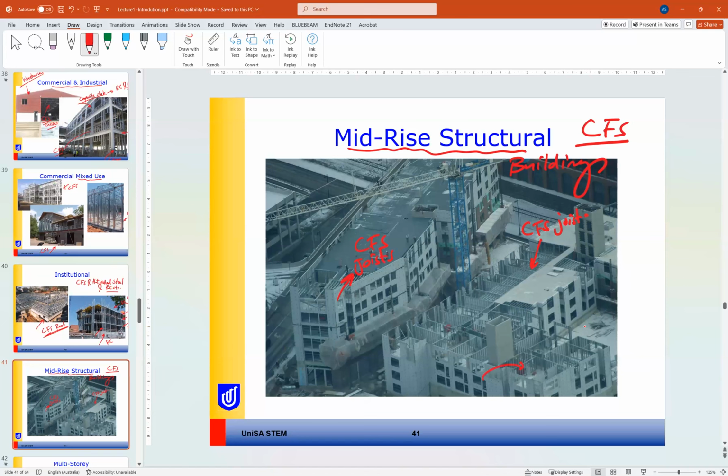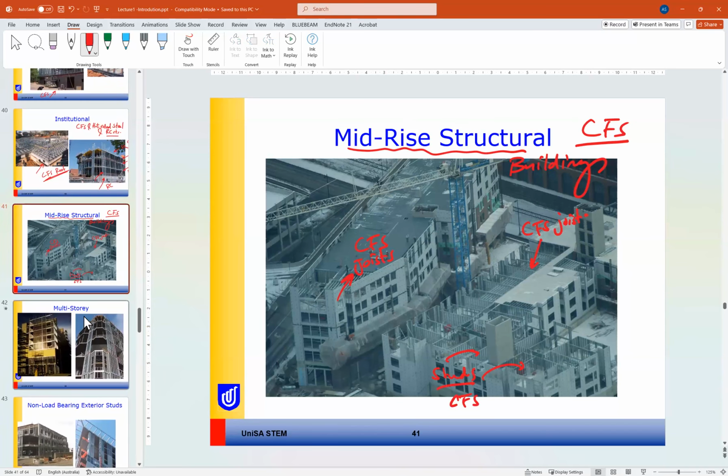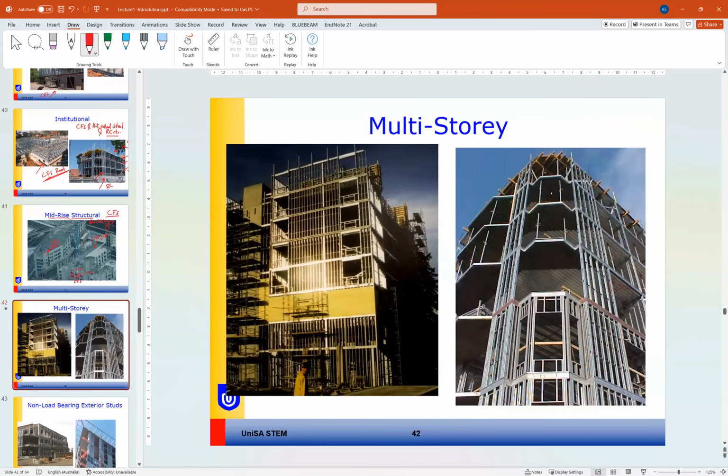Okay, and also here, if you can see, the studs also are from cold formed steel. So all these examples of application will give you an idea about the importance of cold formed steel as the hot rolled steel.